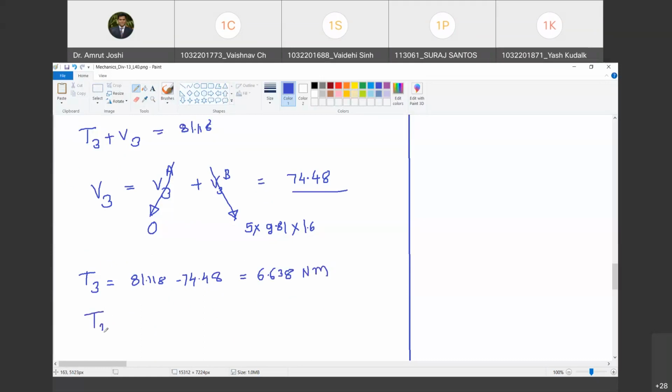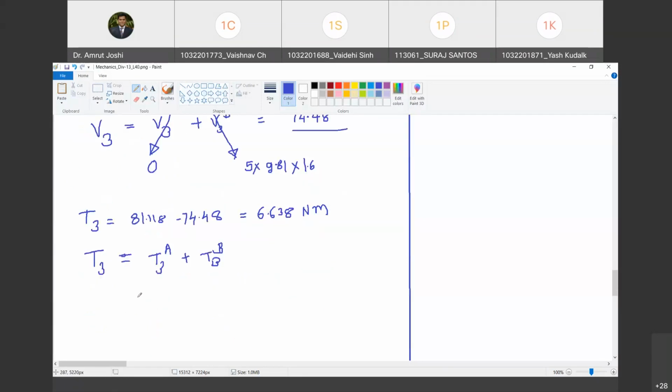But what is T3? T3 is summation of kinetic energy of block A at position number 3 plus kinetic energy of block B at position number 3. So kinetic energy of block A will be half into its mass, that is 4 multiplied by VA square, VA at position number 3 square, plus half into block B's mass, but VB is minus VA, so it is going to be minus VA at position number 3 bracket square.